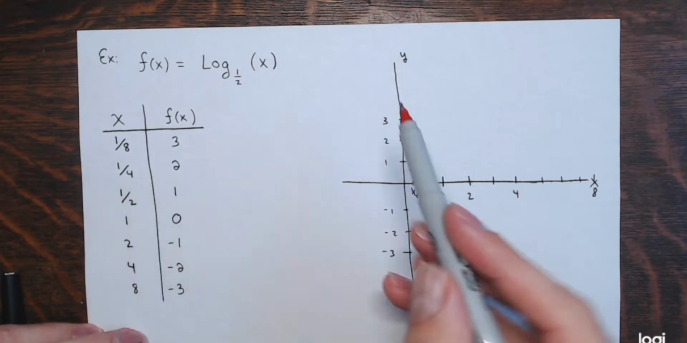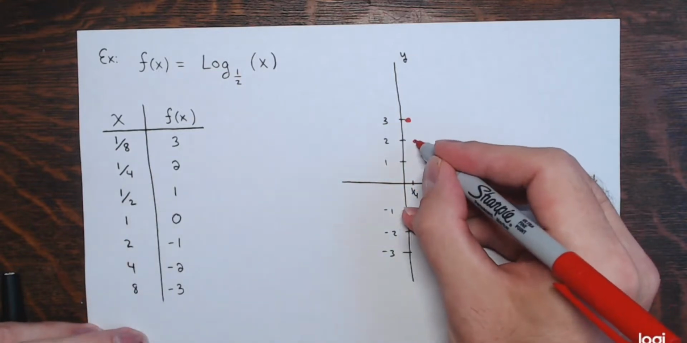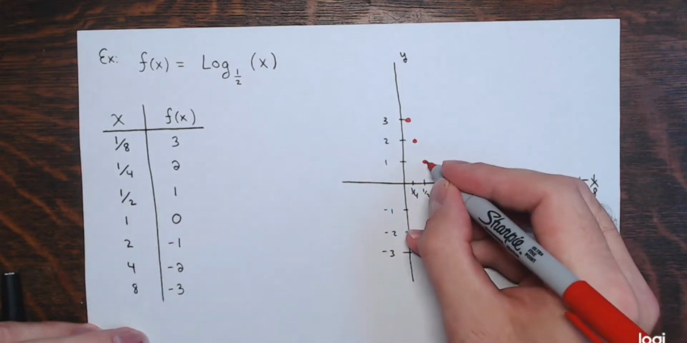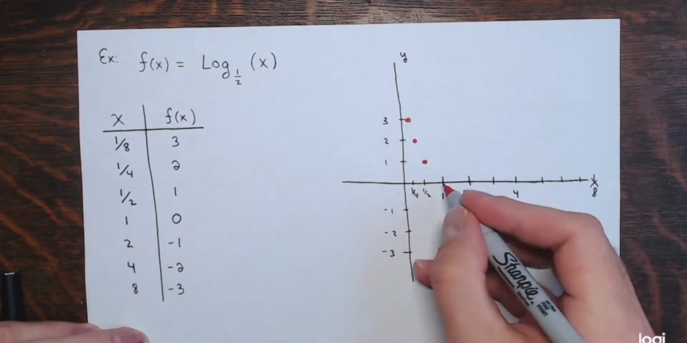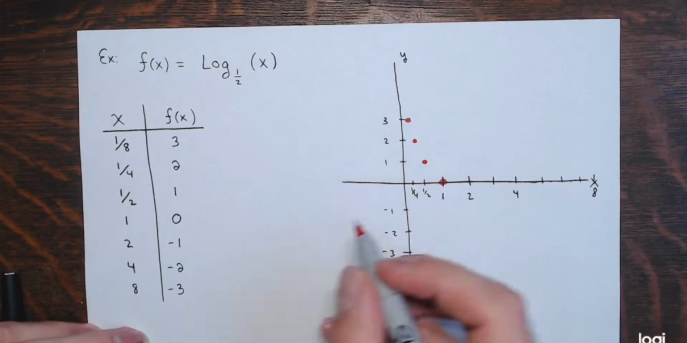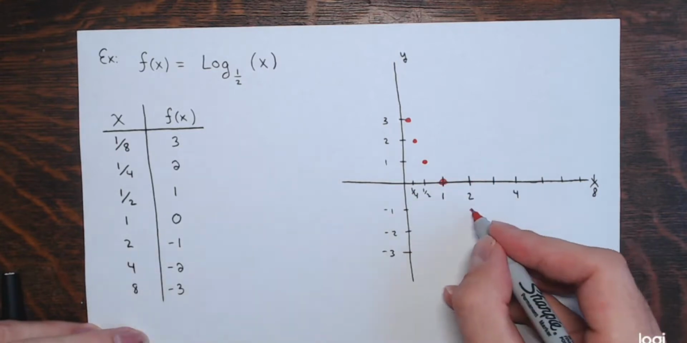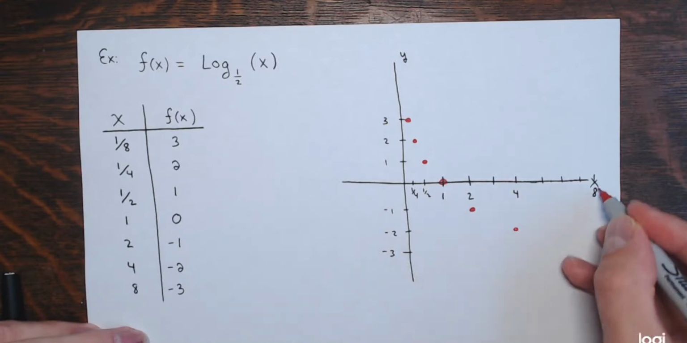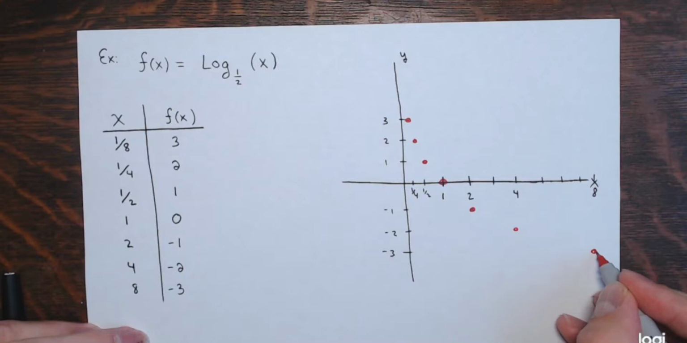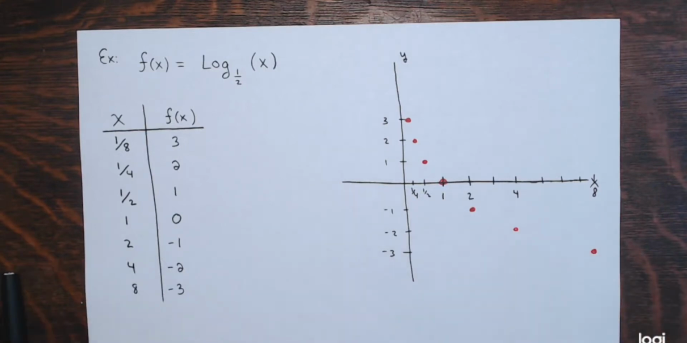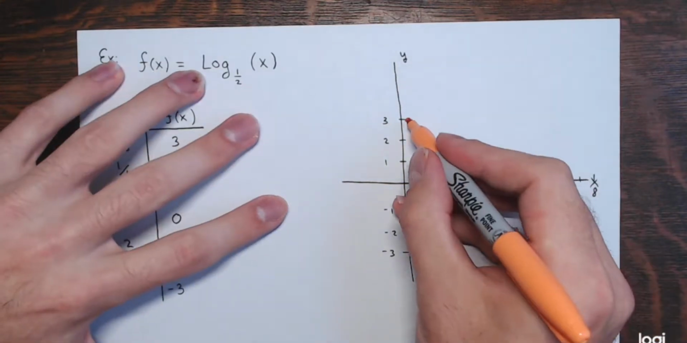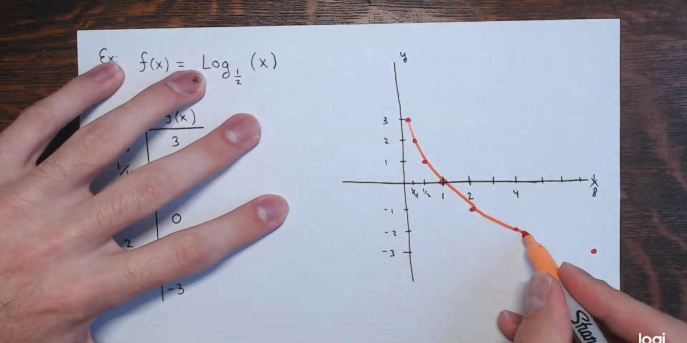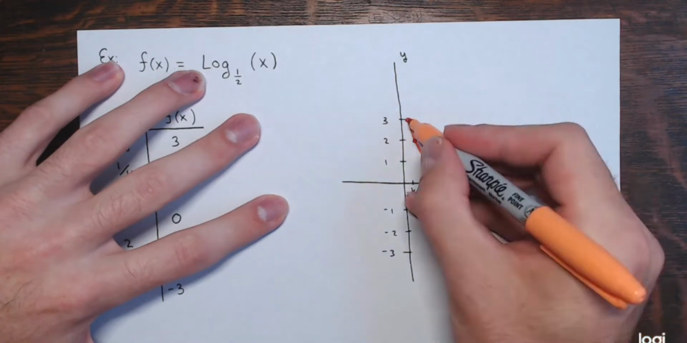1/4, comma 2. 1/2, comma 1, input 1/2, output 1. Input 1, output 0. Input 2, output -1. 4, -2. 8, -3. And if you follow these points, right, it looks like an exponential function, but instead of being above the x-axis, it's to the right of the y-axis.